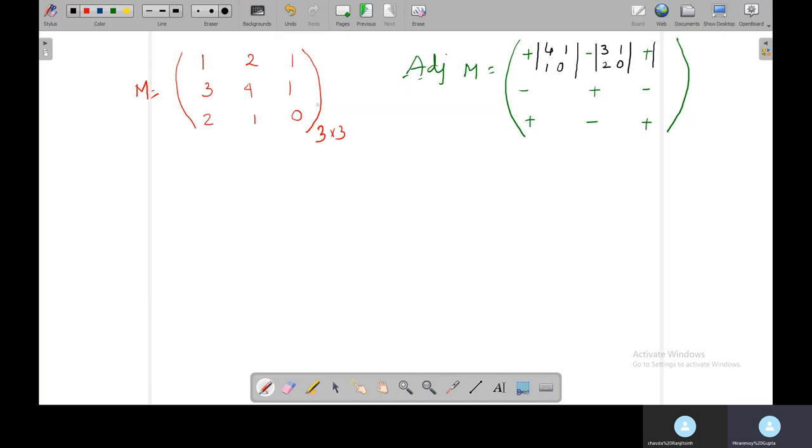And the third one, the third position. So this is the row and this is the column. What is remaining? 3, 4, 2, 1. So write 3, 4, 2, 1. Similarly with the second row, first one, you consider 2, 1, 1, 0. The second value is this 4. So just draw like this, 1, 1, 2, 0.